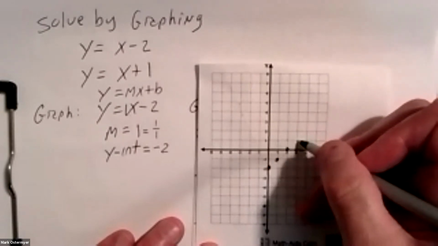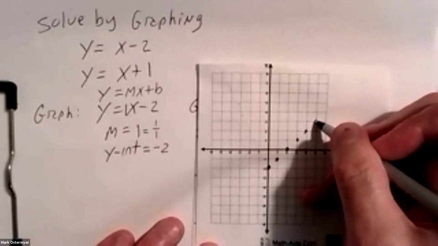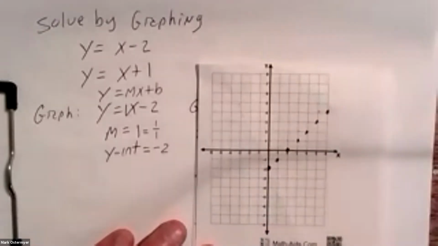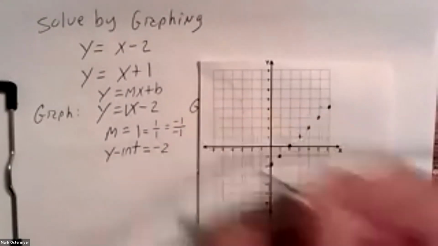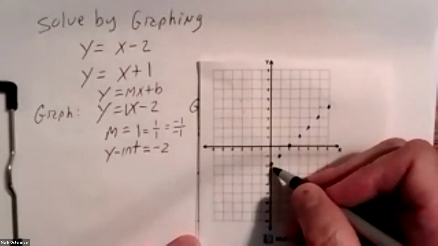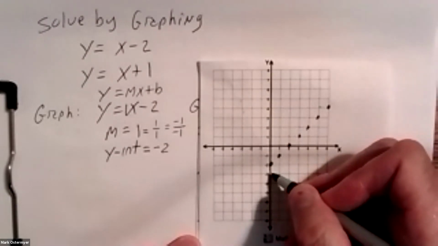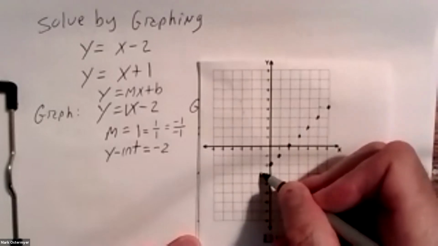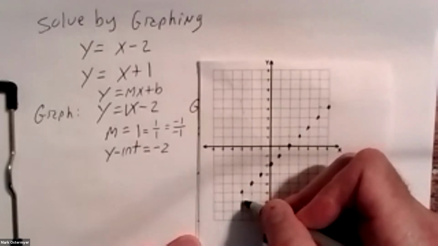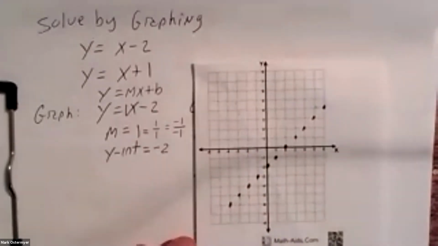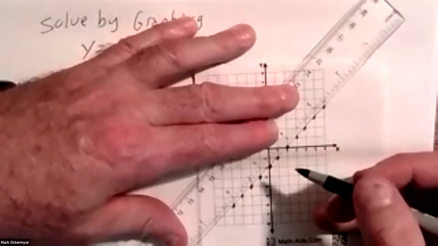Do that again, up one to the right one, plot a point, up one to the right one, plot a point. You go on forever. Or the slope could be interpreted as -1 over -1, same thing. I could have started at my y-intercept of -2 and gone down one unit, down -1 and to the left -1, plot a point, down one to the left -1, down one to the left -1. Take a ruler, put a line through those points, and you have the graph of that first linear equation.